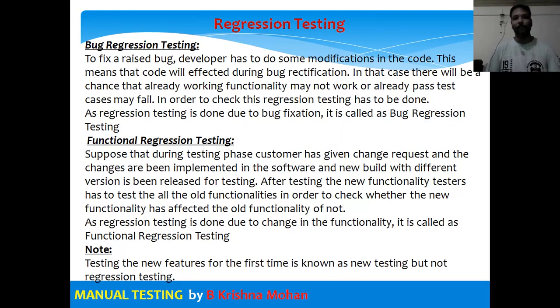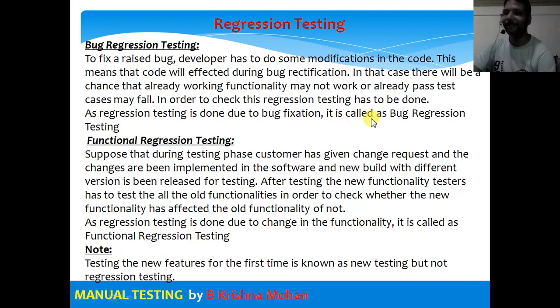Okay, so what is bug regression testing? What I told you: to fix a raised bug, the developer has to do some modification in the code. This means the code will be affected during bug rectification. In that case, there is a chance that already working functionality may not work, or already passed test cases may fail now. In order to check this, regression testing has to be done. As regression testing is done due to bug fixation, it is called bug regression testing.